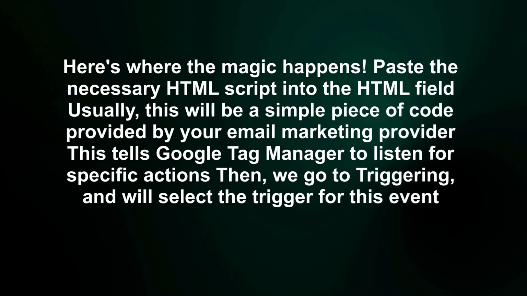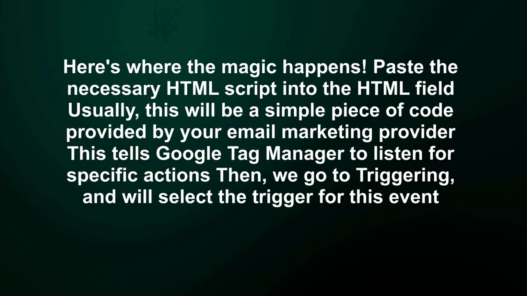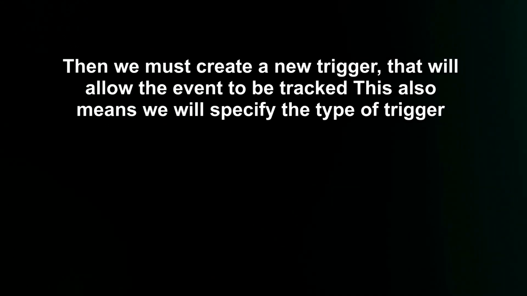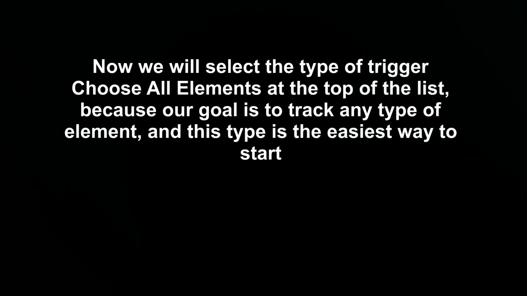Then, we go to triggering, and we'll select the trigger for this event. Then we must create a new trigger that will allow the event to be tracked. This also means we will specify the type of trigger. Now we will select the type of trigger.